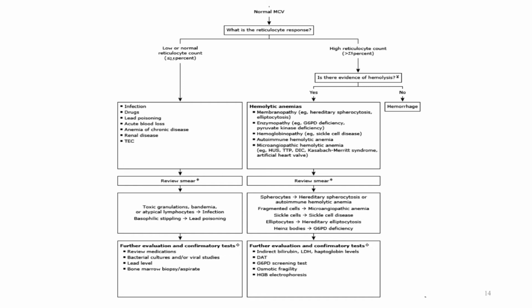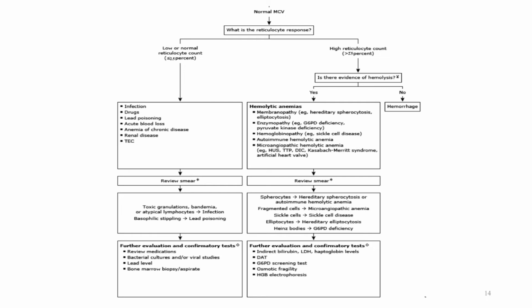TEC is transient erythroblastopenia of childhood. If a patient with low Hb and normal MCV comes, we have to do a reticulocyte count. If the reticulocyte count is low or normal, that is less than 2.5%, then the possibilities are infection, drugs, lead poisoning, acute blood loss, anemia of chronic disease, renal diseases, and TEC.